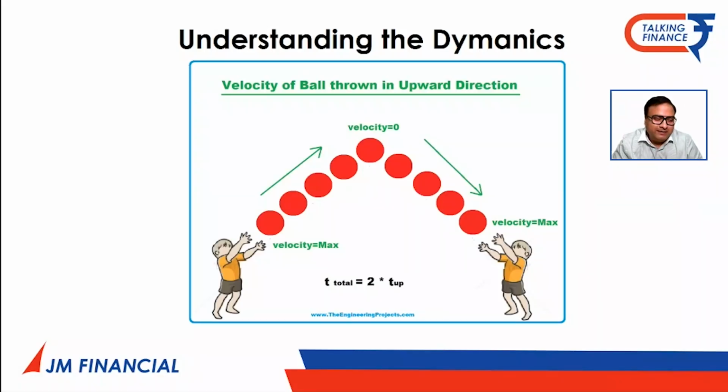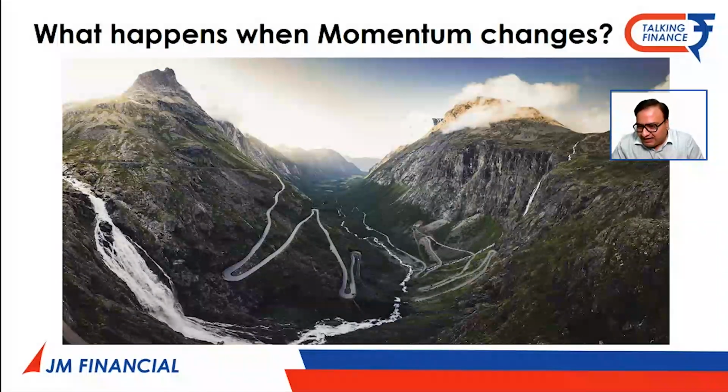Now, this might sound a bit technical. This might sound a bit textbook kind. Let us take a simpler example. So, what happens when momentum changes? Taking it a step further. So, you can see this beautiful mountain. It's a nice winding road that takes you from the valley right to the top of this mountain. So on the right hand side, you can see a very beautiful waterfall as well.